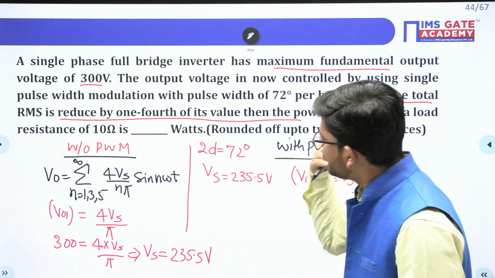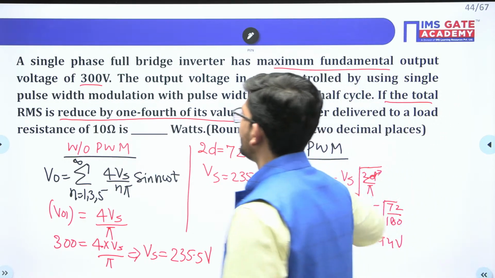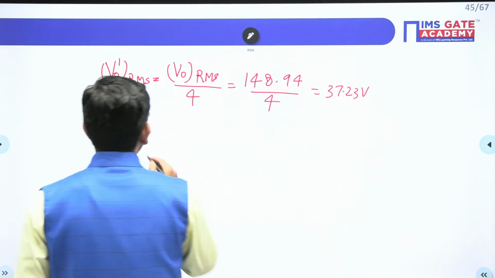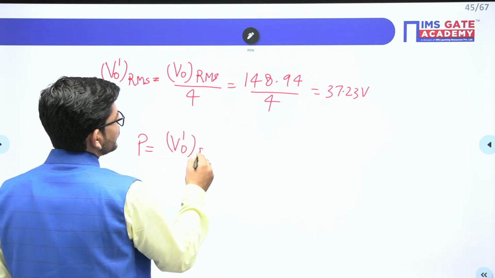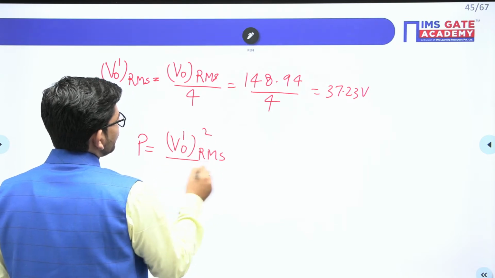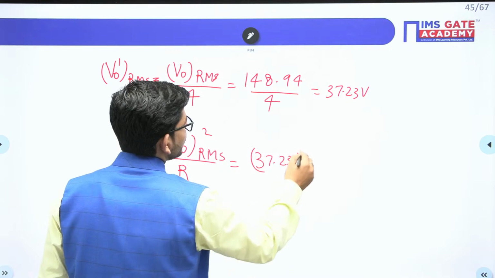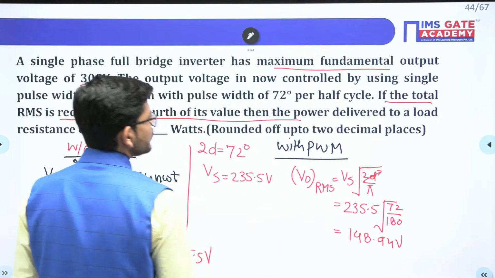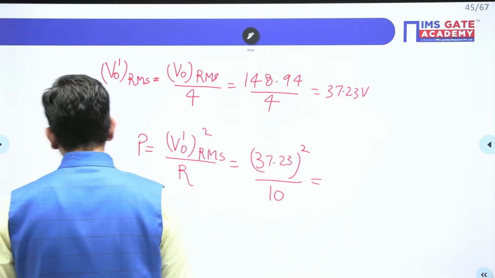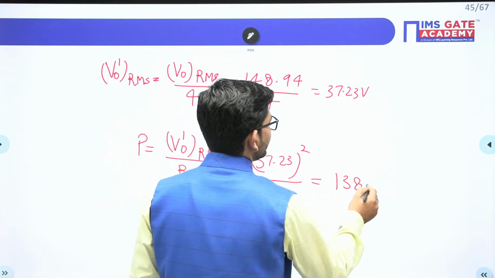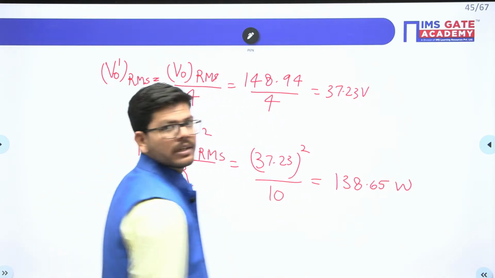Now when we have divided it by 4, what is the power delivered to a resistance of 10 ohm? Guys, what is left now? Now we have to calculate the power. So this will be V dash RMS square divided by R. So 37.23 square divided by 10, which is the resistance. So you will get the power in that case, which is 138.65 watts, isn't it?